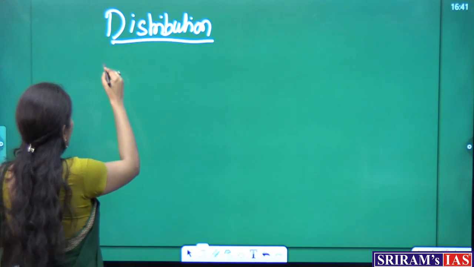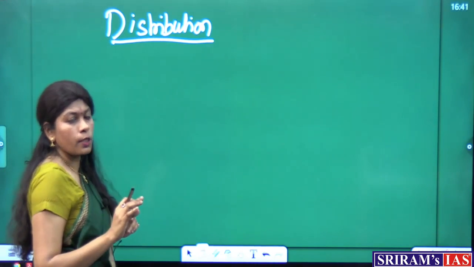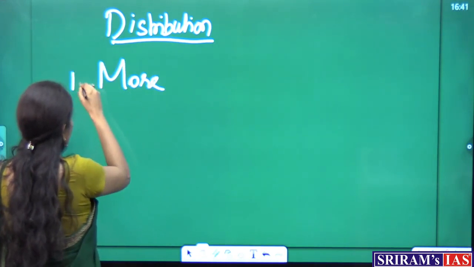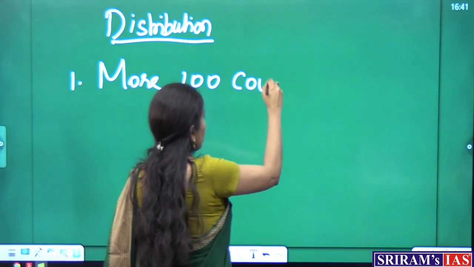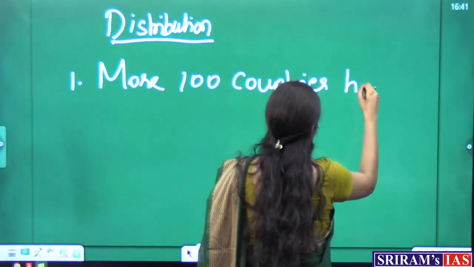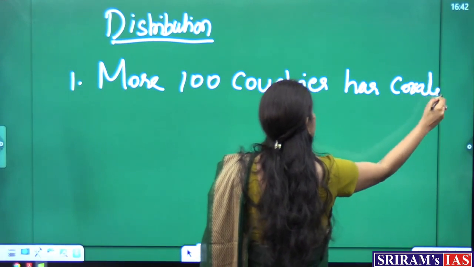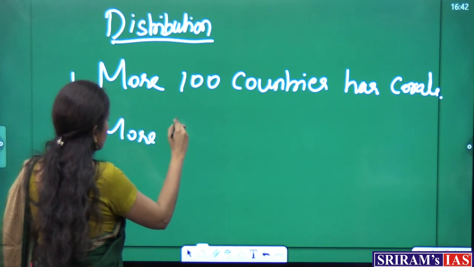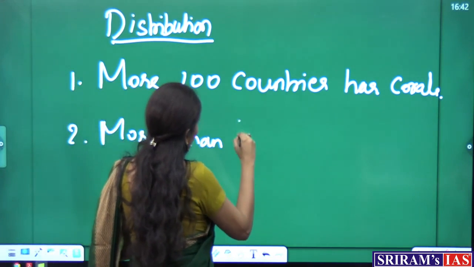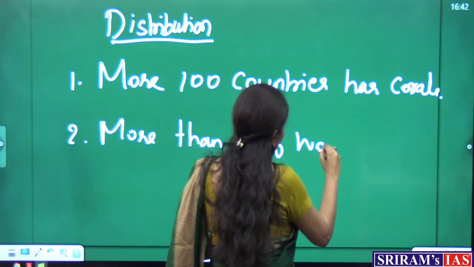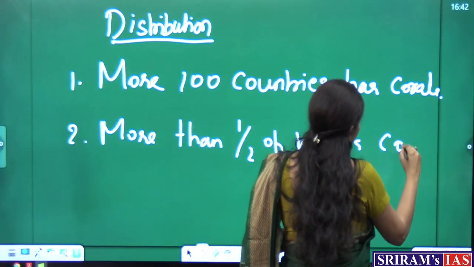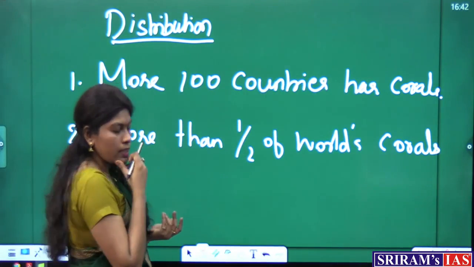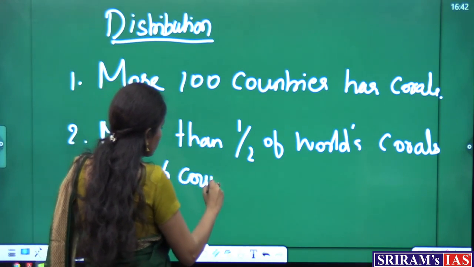But mostly they are located near the tropical regions. More than 100 countries have coral reef. This is the first thing. Second, more than half of the world's coral reef, I am writing shortly, half of the world's coral reef is found in 6 countries. What are those countries?